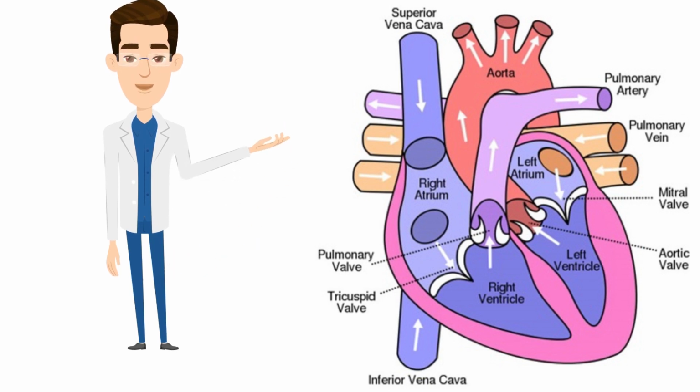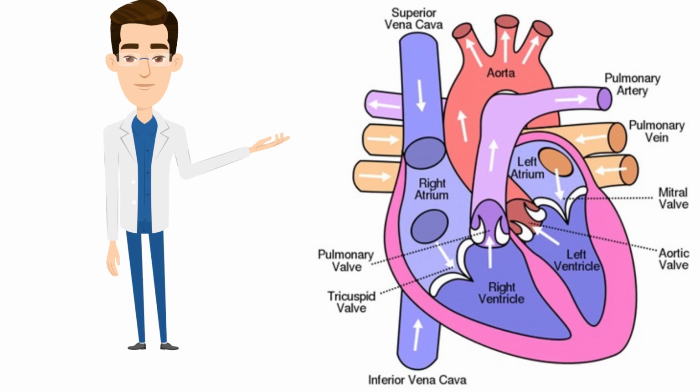4. In the lungs, blood receives oxygen and releases carbon dioxide. 5. Oxygenated blood returns to the left atrium via the pulmonary veins. 6. Blood flows through the mitral valve into the left ventricle.